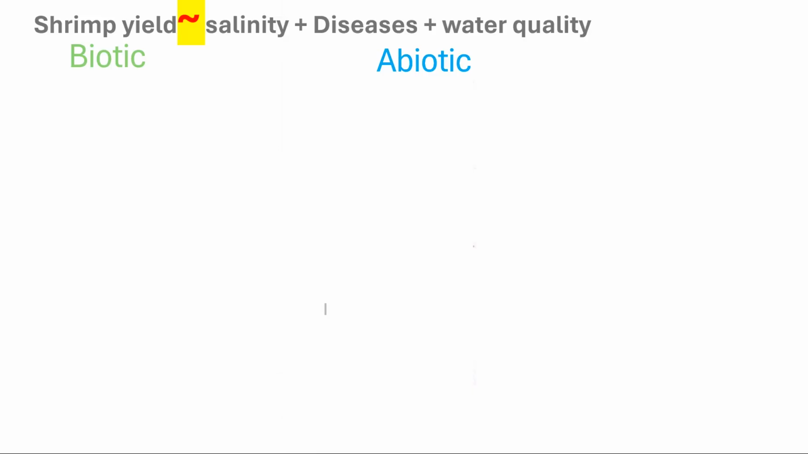In other words, we could examine the relationship of shrimp yield with abiotic factors. So we have the shrimp yield that interacts with salinity, disease, and water quality. Those factors shape the shrimp yield in a farm, for example. Let's map that and see how GIS represents them.